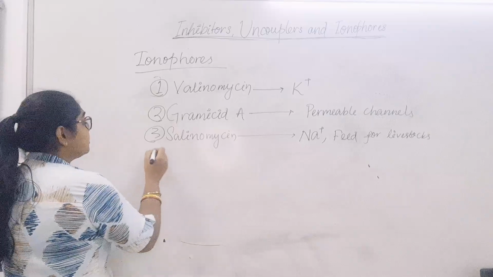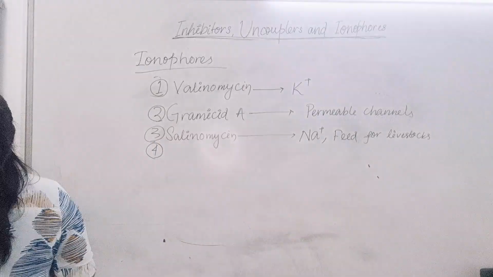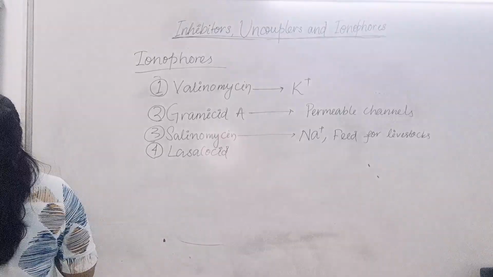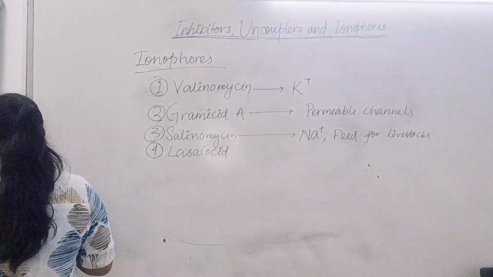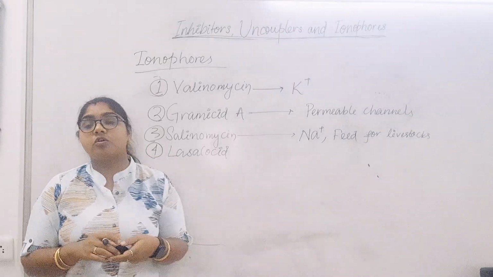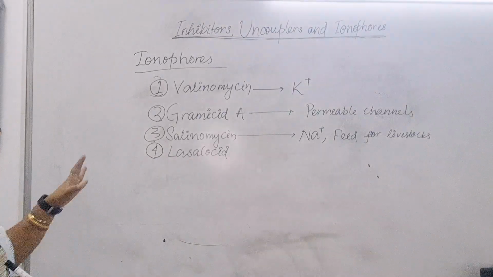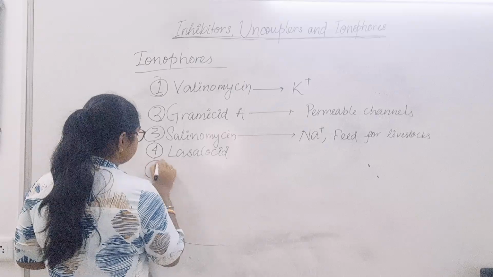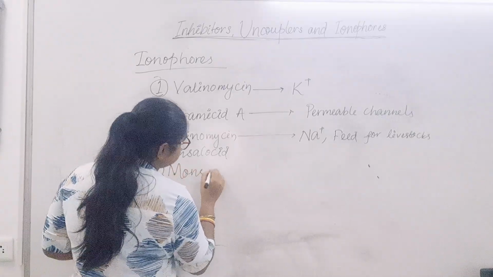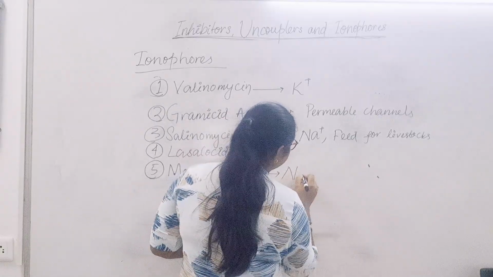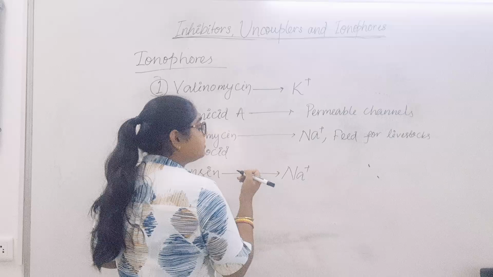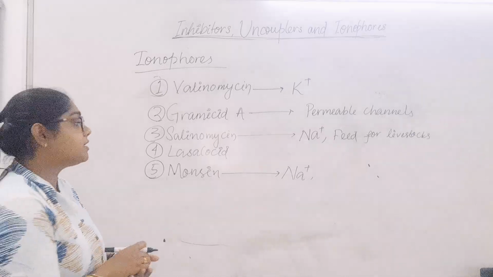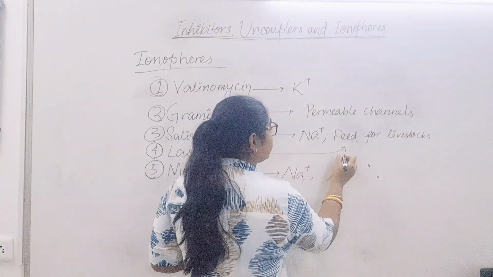Then another example of an ionophore is lasalocid. Lasalocid is also used as a feed for the livestock. Salinomycin is acting on sodium. Another one is monensin. That also makes the membrane permeable to the sodium ion, and it is also used as a feed for livestock. The function is also the same.